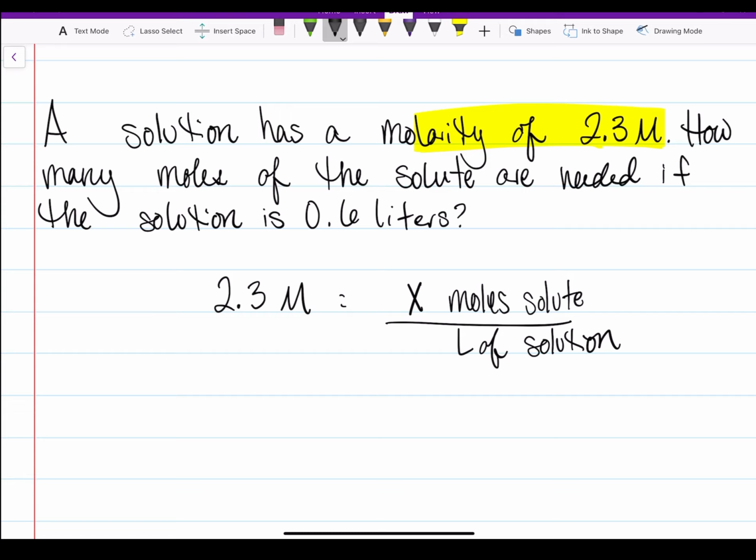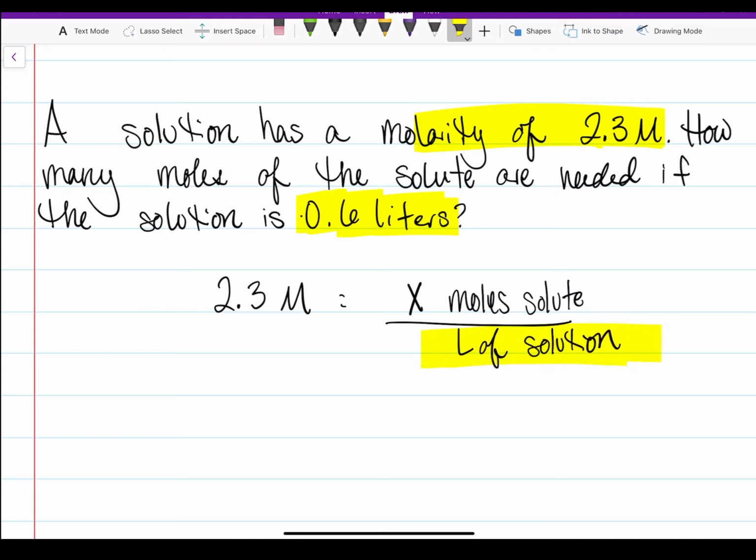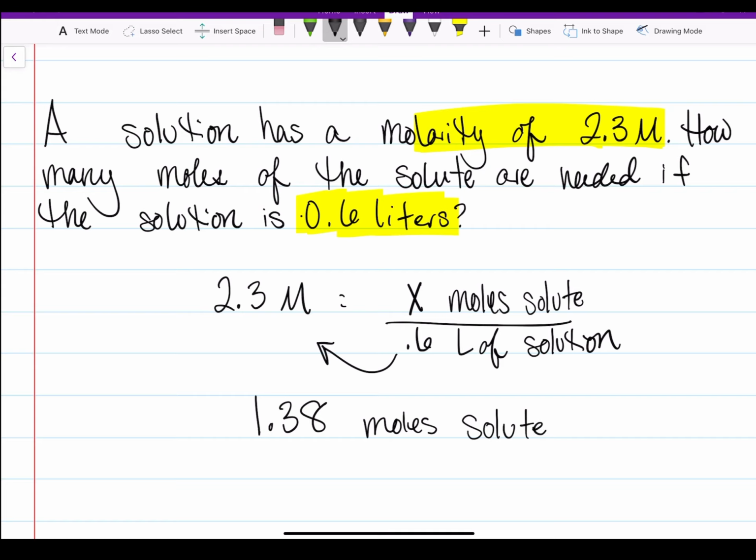And then it says if the solution is 0.6, that's supposed to be a highlighter. If this is 0.6 liters, which means 0.6 is gonna go down here with liters. And the last thing we do then is we need to do our algebra. So in order to get x by itself, we're going to multiply 2.3 by 0.6. And when we do that, we get 1.38, which means our answer, well, you can leave it like that, or if you want to round, you can. It would be 1.38 moles of solute. And it doesn't say what the solute is, but that's okay.